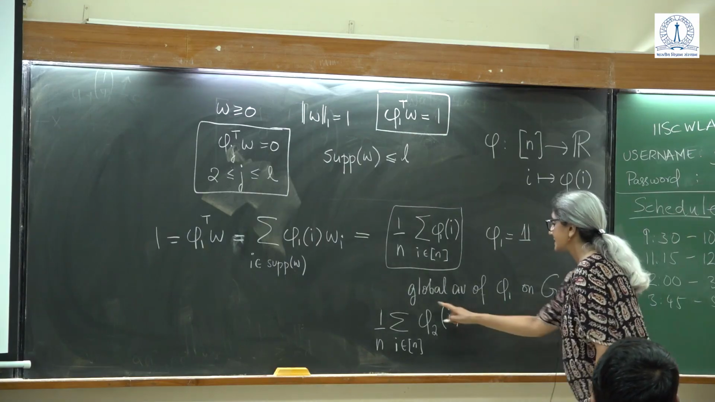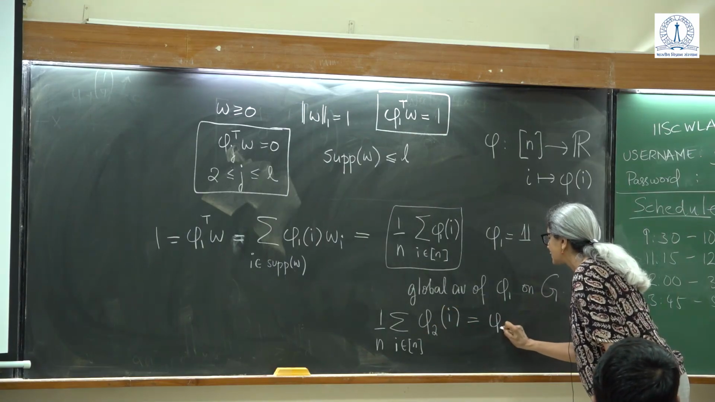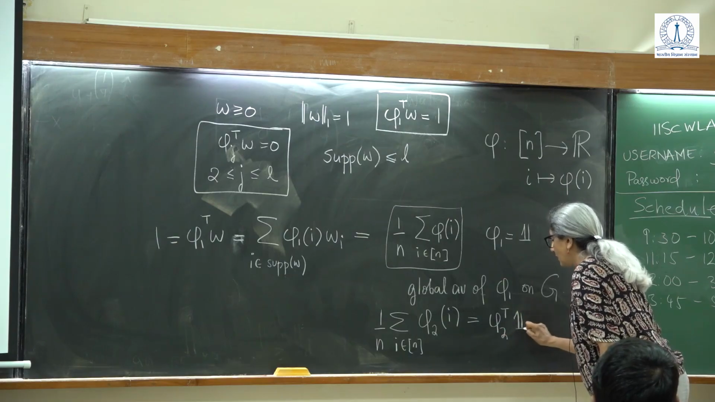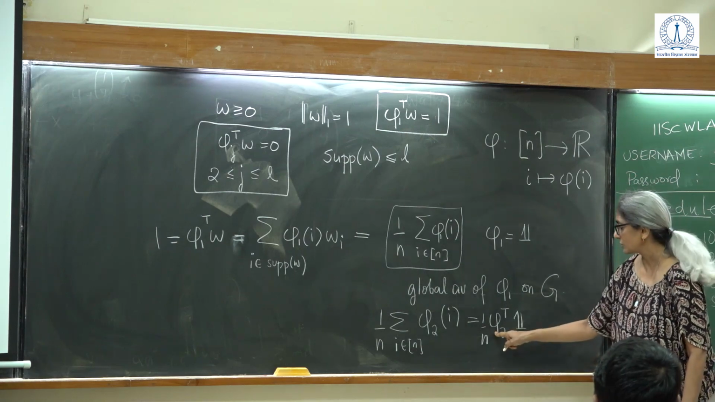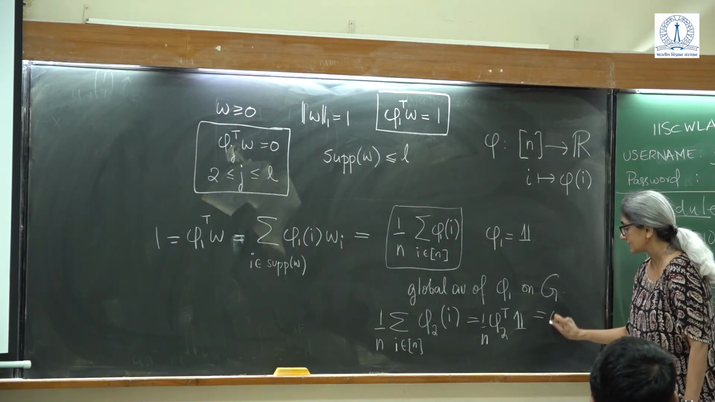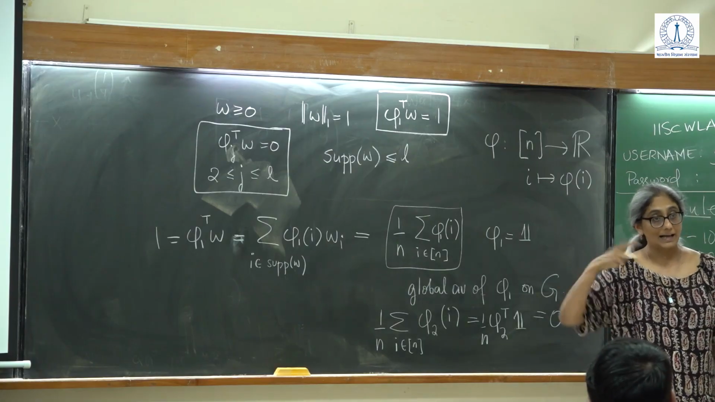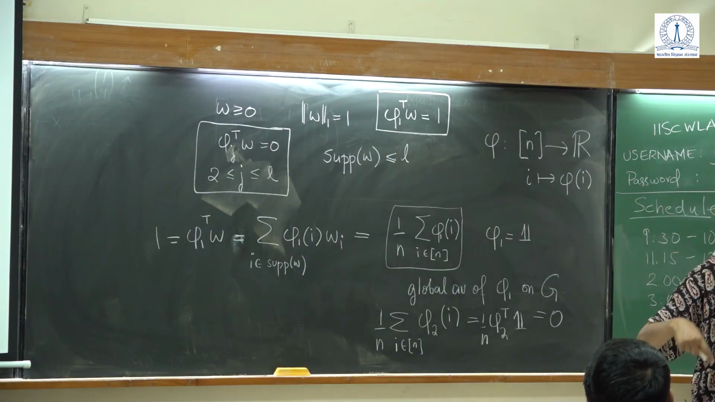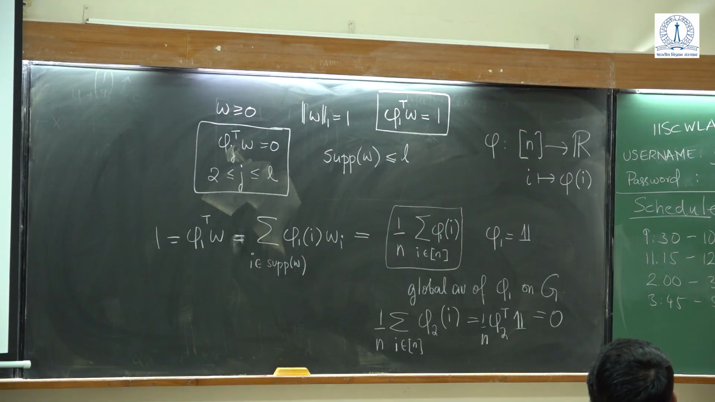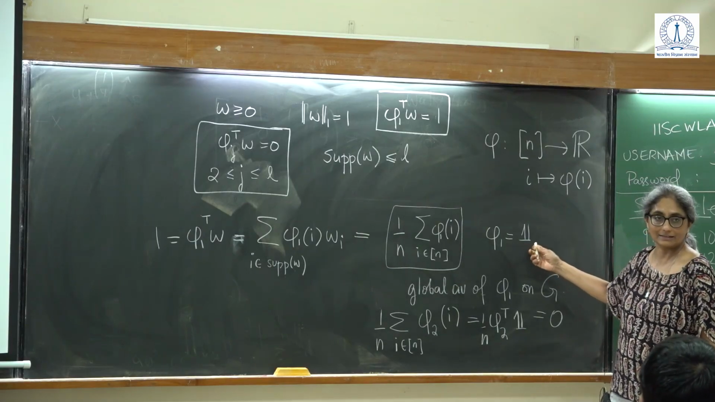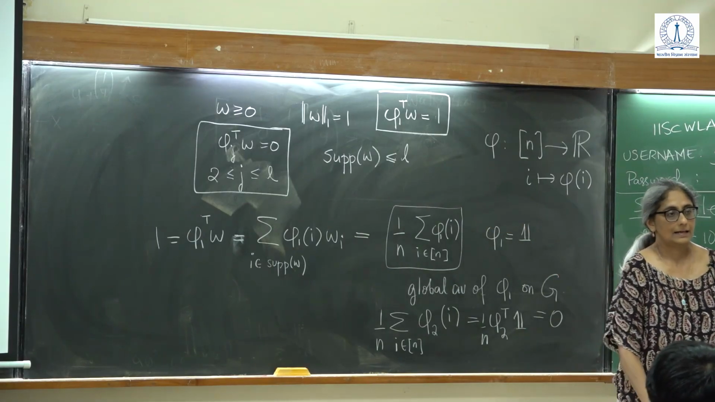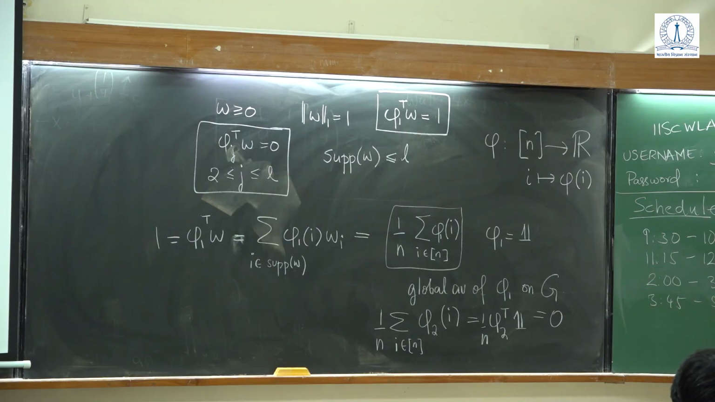Because this expression is the same thing as phi2 transpose 1, and then there is a 1 over n, which doesn't matter. But phi2 is orthogonal to 1, so this is 0. So the global average of every other eigenvector is 0 on the whole graph. The global average of the first eigenvector depends on how you normalized it. If I set it like this, it's 1, good? But otherwise, all the other guys have global average 0, right?